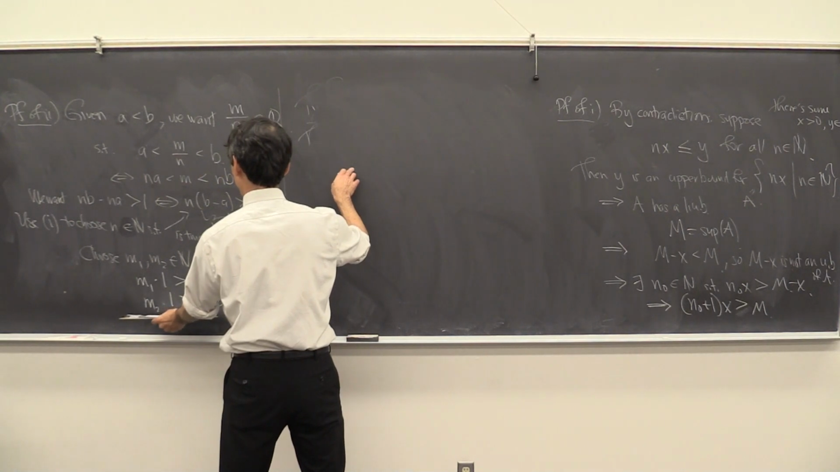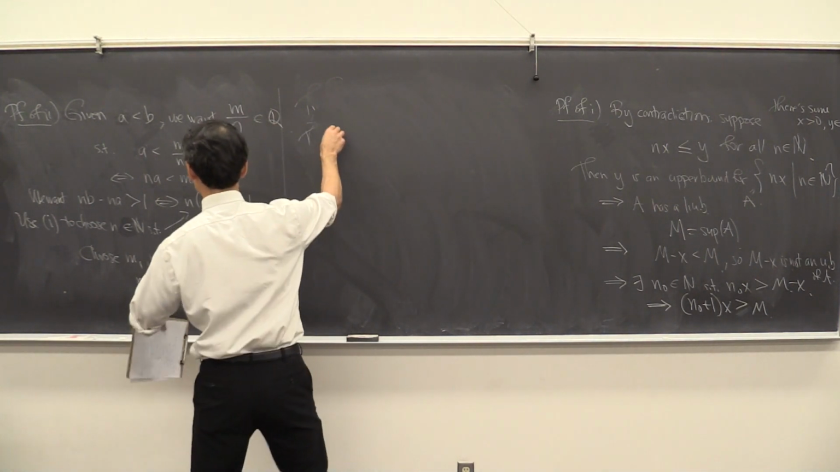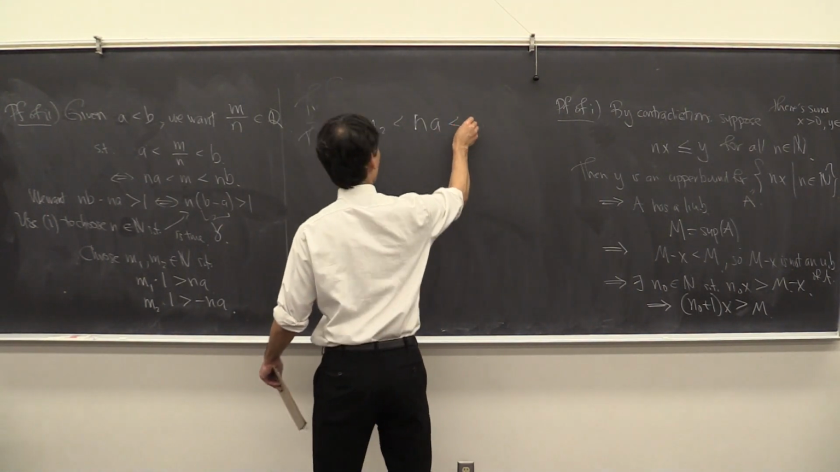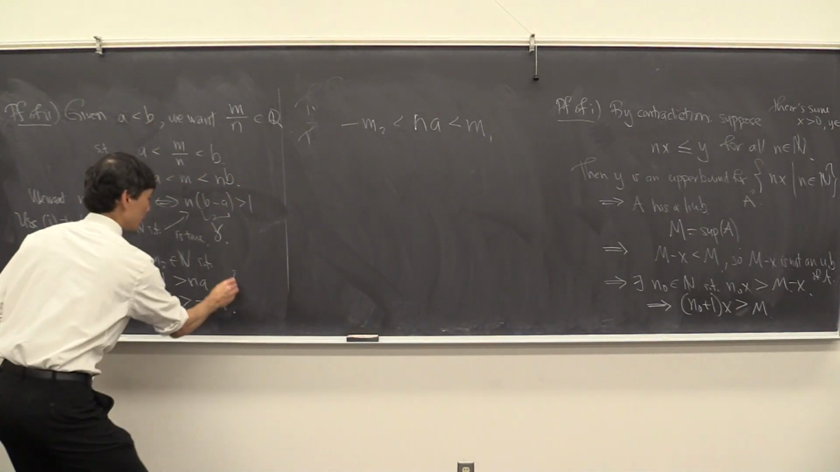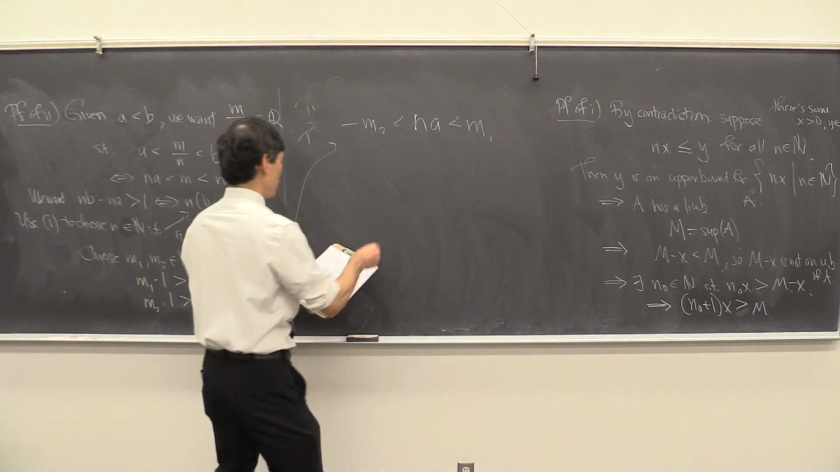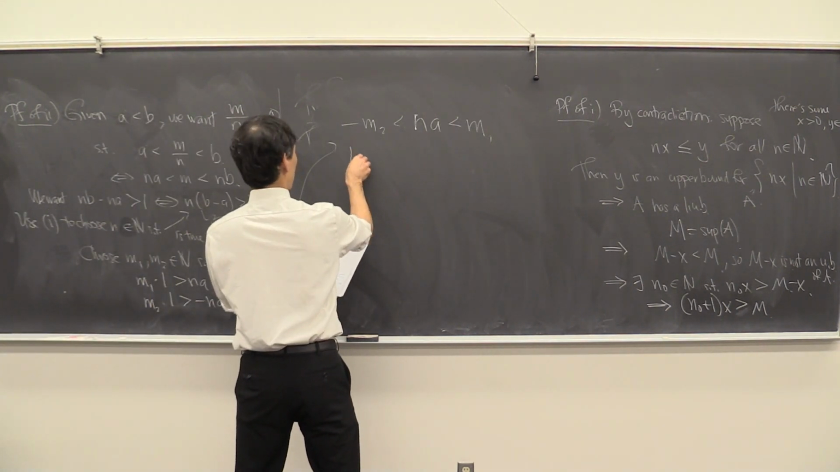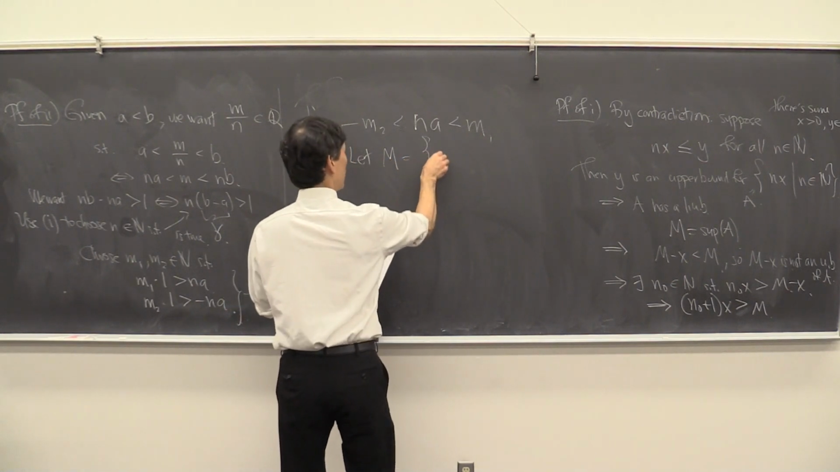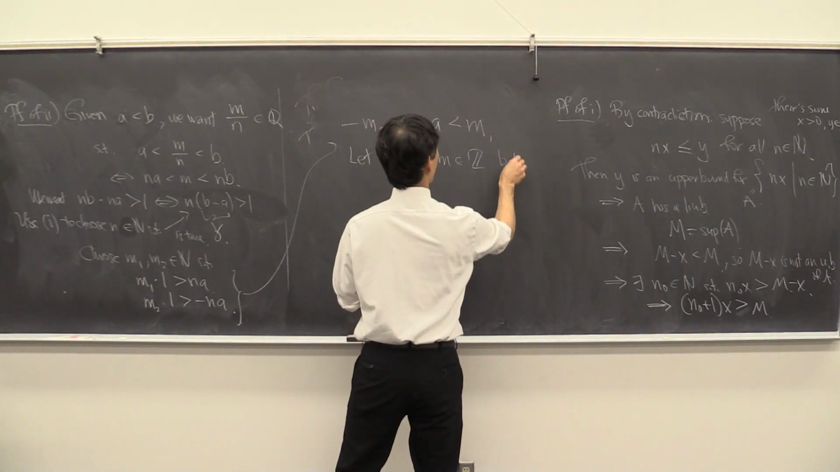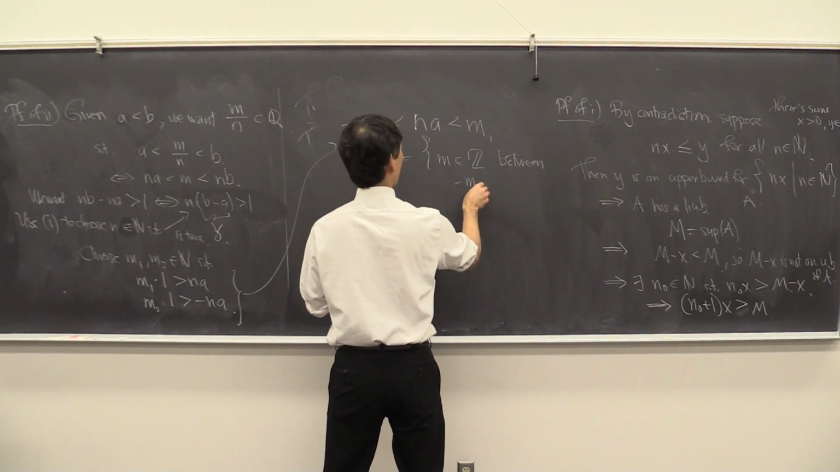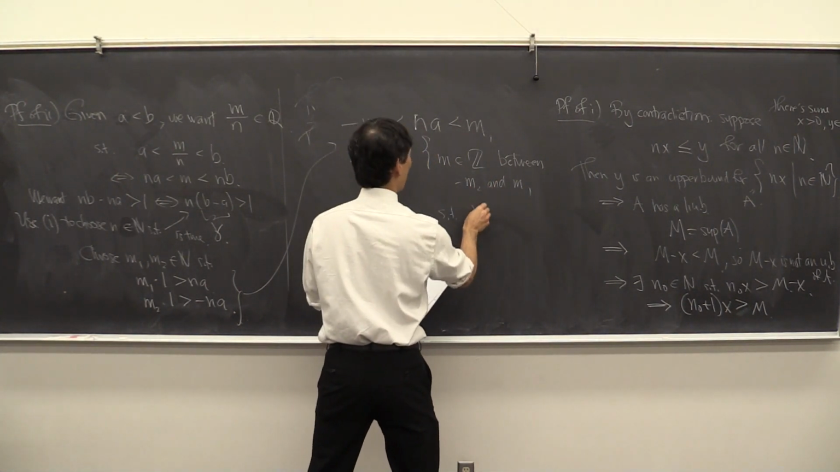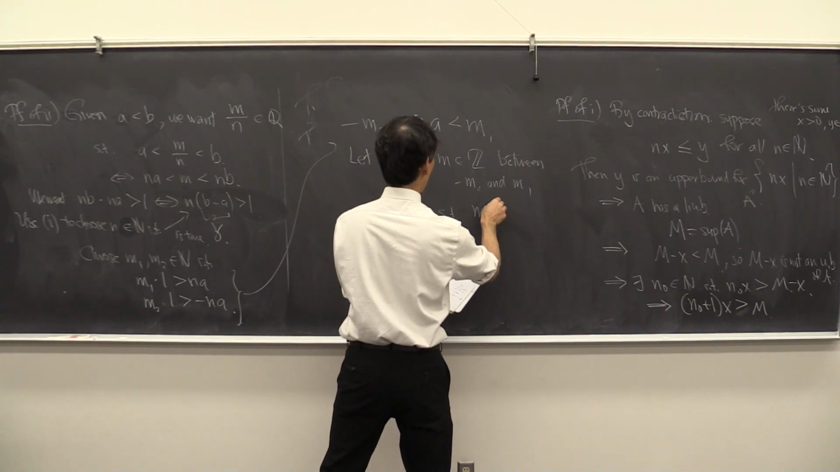So in that case, what do we have? We have that negative m2 is less than na, and that is less than m1. Putting these things together, now let capital M be all the integers between negative m2 and m1 such that m is bigger than na.